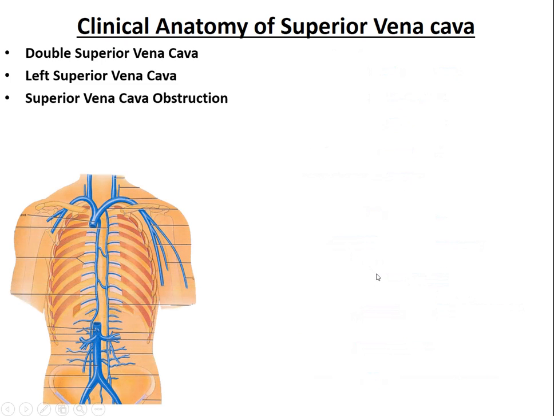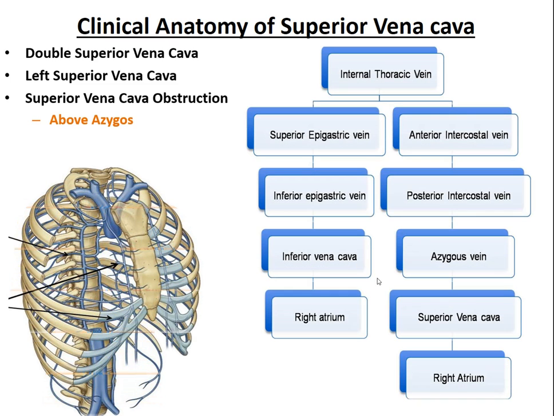Now this superior vena cava may be obstructed by thromboembolism, and that can be of two varieties: either above the azygos vein or below the azygos vein. If it occurs above the azygos vein, the azygos venous channel is still patent and draining into the superior vena cava. So that channel remains patent and the major draining channel will open as a collateral for the superior vena cava obstruction. So which is that channel?